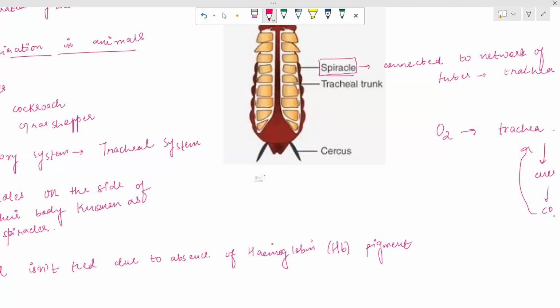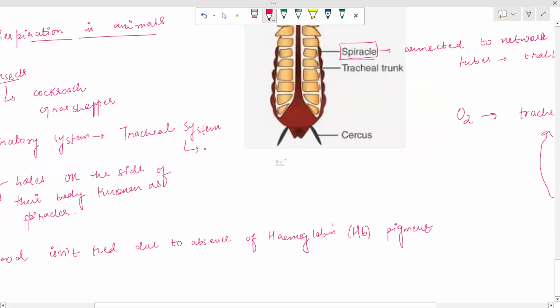Understood? And this system is only present in insects. You can write one more point: only present in all the insects. Your tracheal system is only seen in the insects. They have the spiracles. Now you can write about this.